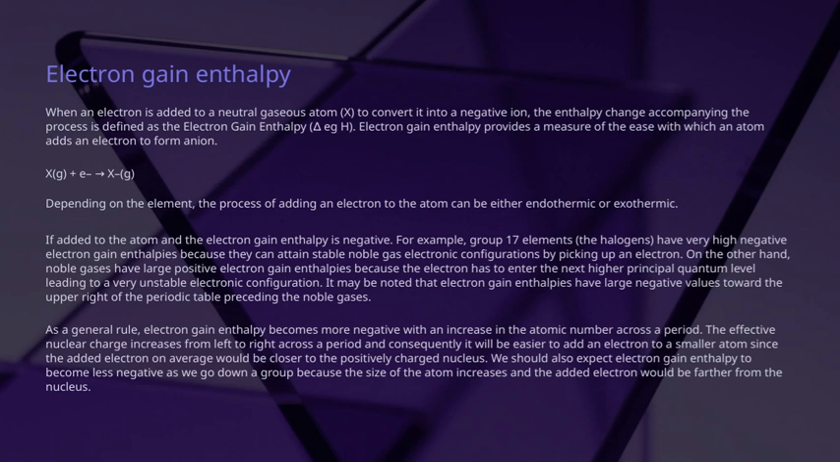Depending on the element, adding an electron can either be an endothermic or exothermic process. When an electron is added to a neutral gaseous atom to form a negative ion, the enthalpy change involved is called the electron gain enthalpy, or for example ΔH. This value essentially measures how easily an atom can add an electron to form an anion. So, in summary, electron gain enthalpy helps us understand the tendency of an atom or element to gain electrons, which is deeply connected to their electronic structure and position in the periodic table.